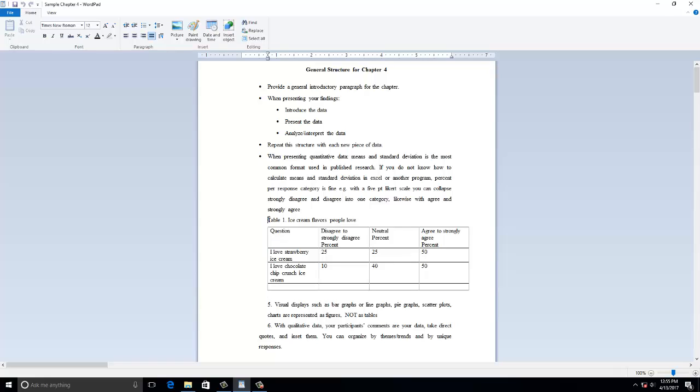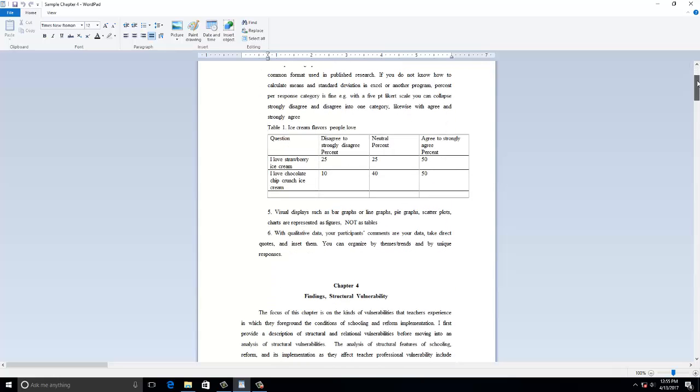Further down towards the very end of the document, I'll show you how to do a table with means and standard deviations. One thing that's really important to remember is that visual displays such as bar graphs, line graphs, pie graphs, scatter plots, they're represented as figures, not as tables. And there's again an example of that towards the end of this document.